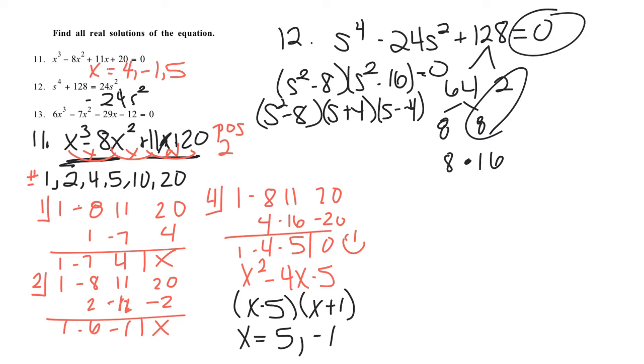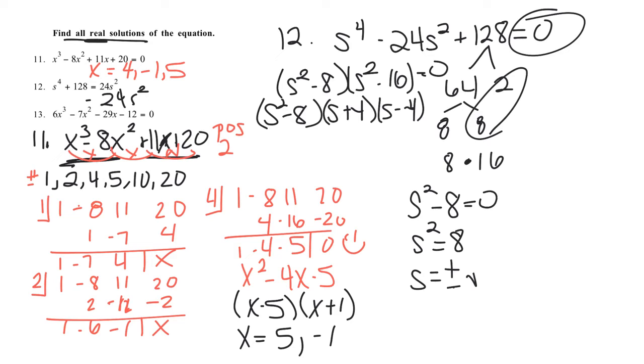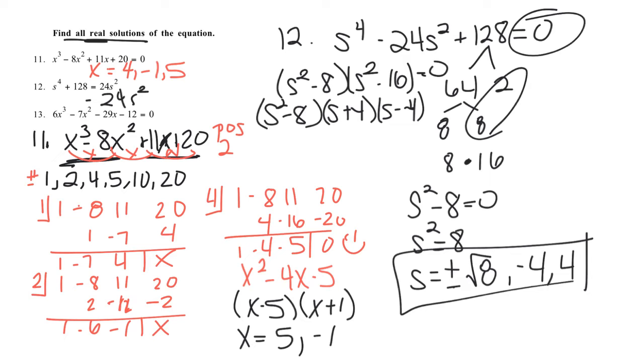And it has an equal sign. It says find the real solution, so I'm solving it. So we have to solve s squared minus 8 equals 0. So s squared equals 8, and s equals plus or minus the square root of 8. Don't forget your plus or minus. And then we have negative 4 and positive 4. And those are our 4 solutions.